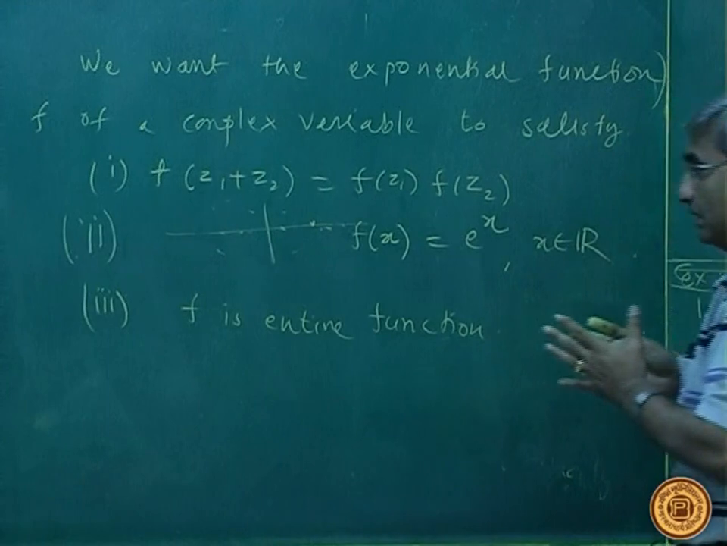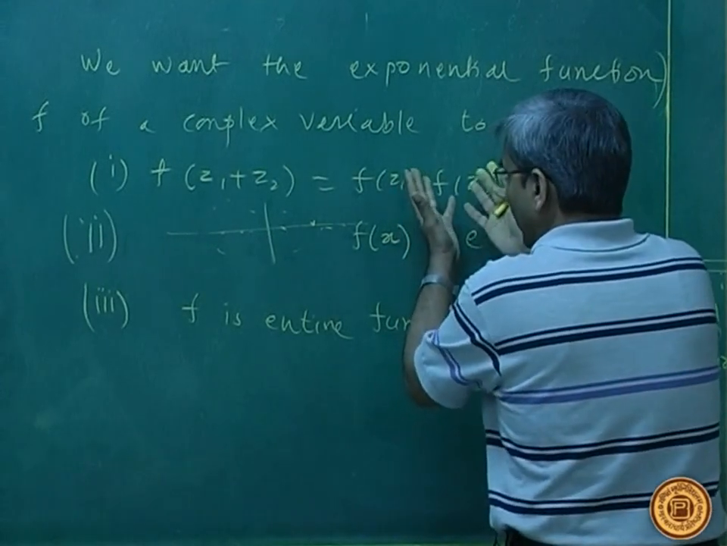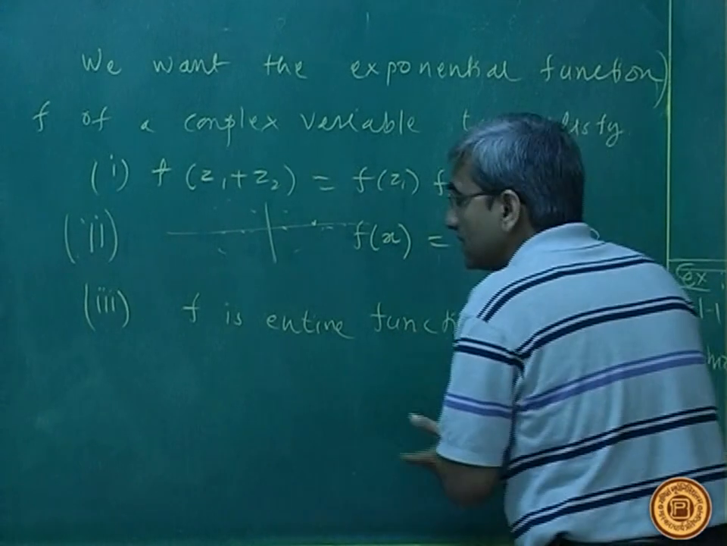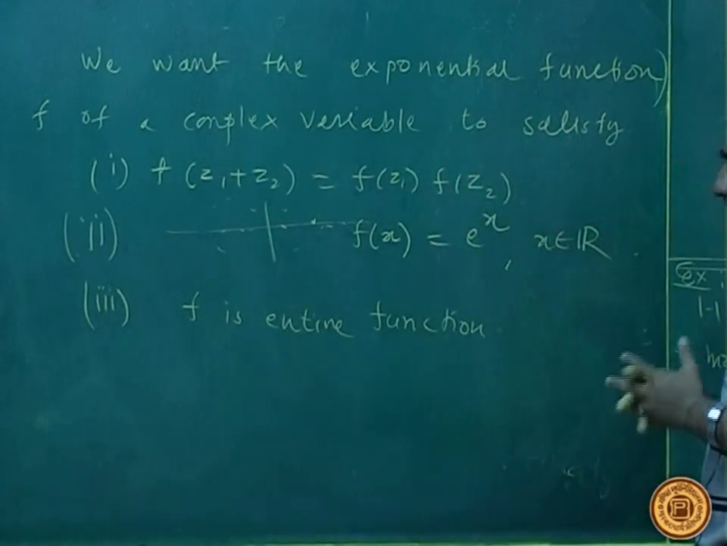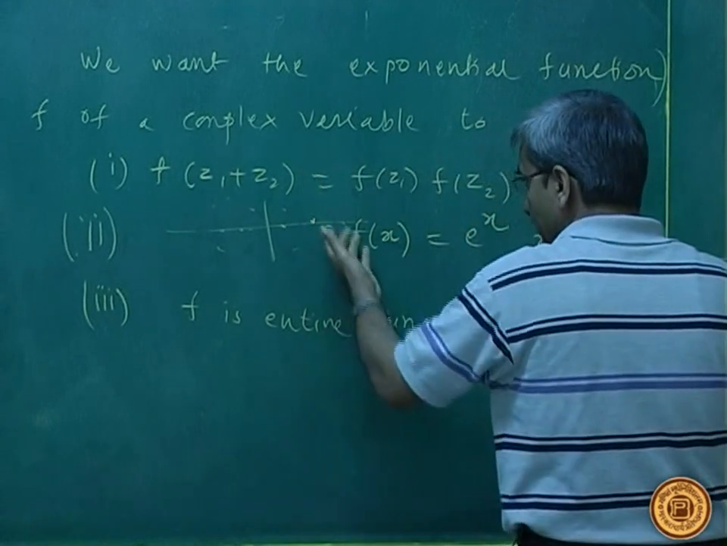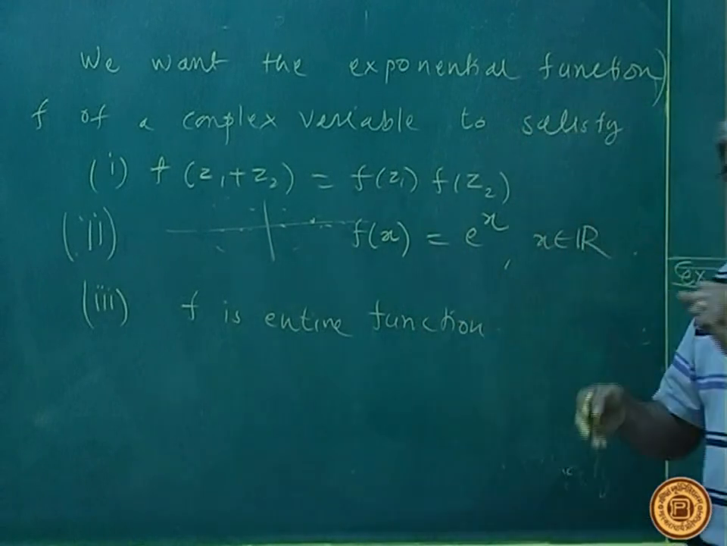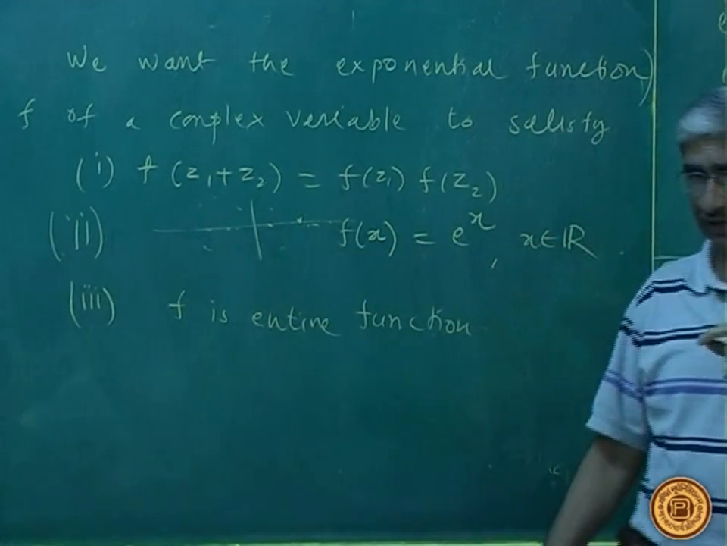Now the important thing is that if I try to find a function with these three properties, I end up getting a unique function. So I will now show that if I want these three properties from a function, then that automatically leads to the definition of the exponential function.